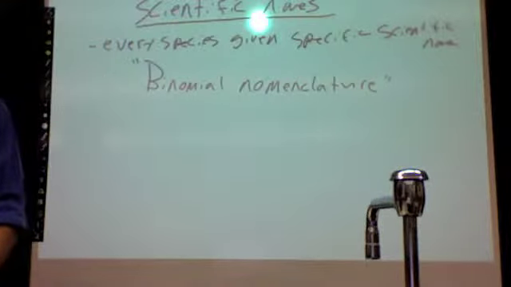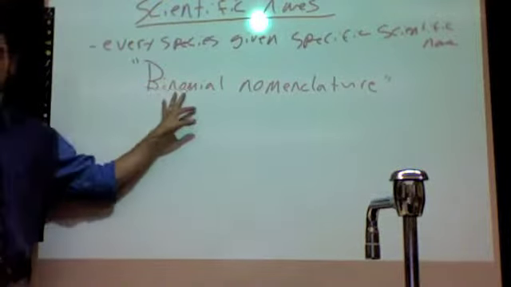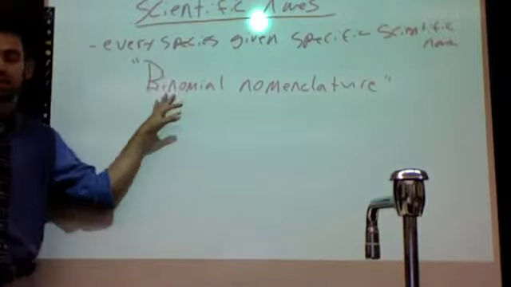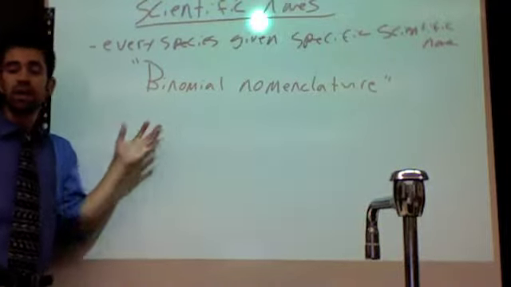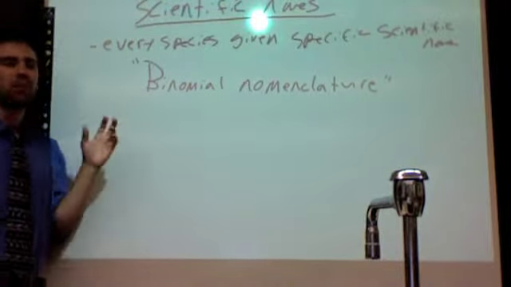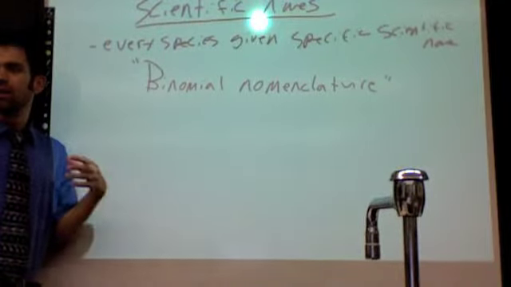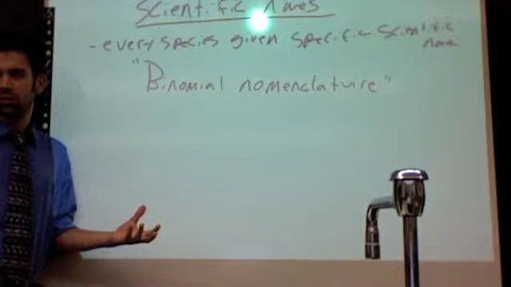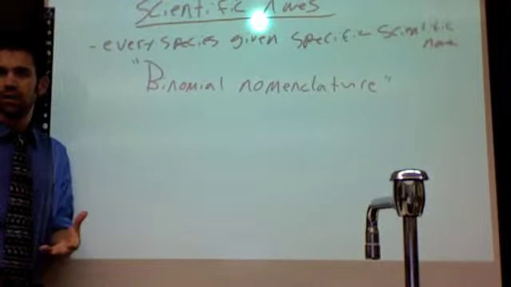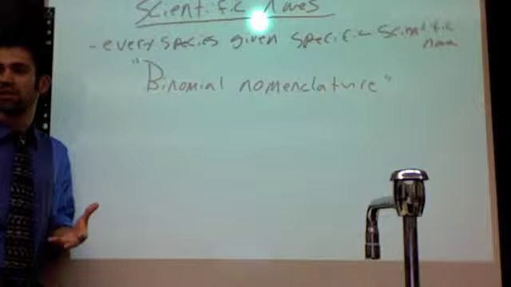Okay? But this is called binomial nomenclature, this process of giving every species a scientific name. And it's really important, okay? Because it allows people to communicate about animals more clearly, okay? Let's paint a picture here, okay? Leah has just been bitten by a poisonous snake.